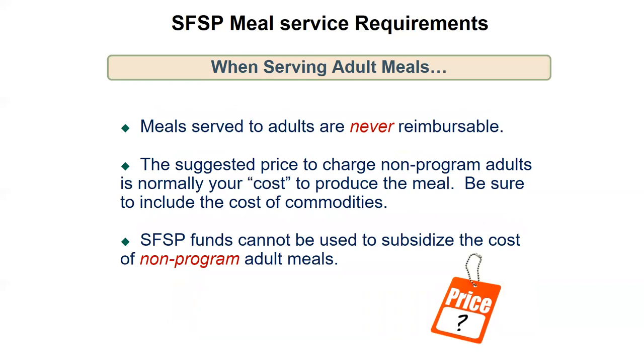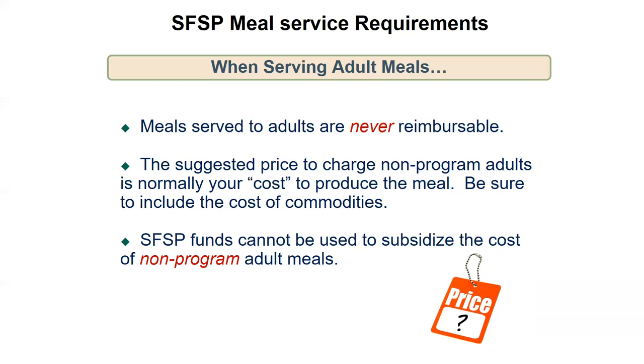Again, when serving adult meals, those meals served to adults are never reimbursable. There are some exceptions where you might have an 18-year-old that's working at your site, and maybe they're a volunteer, maybe they're doing it for some hours for some community program. So if you have workers that are 18 years of age or younger, you technically could claim that meal for reimbursement because they meet the criteria of an eligible child. But typically speaking, program adults, adults that are over the age of 18, can get a meal free of charge, but that meal will not be reimbursable.